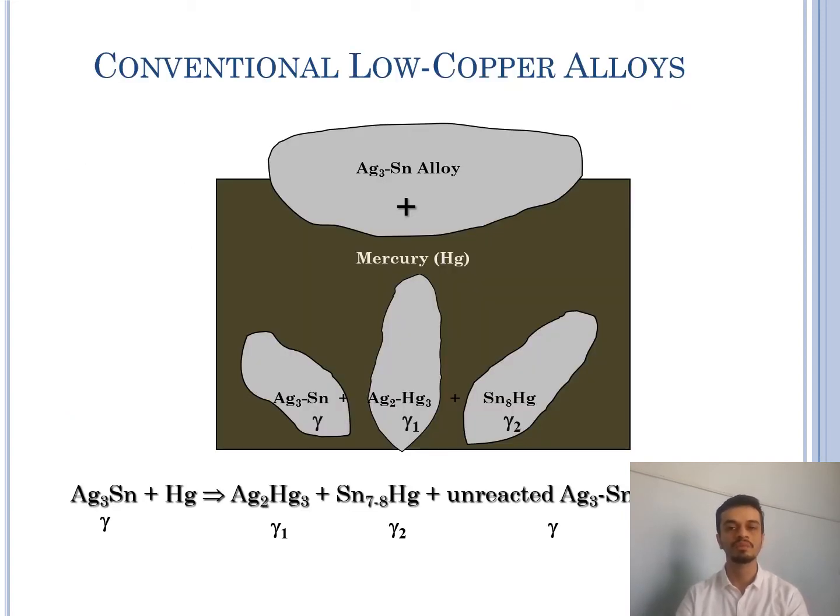As we know, dental amalgam restoration can be divided into low copper and high copper based on copper content. Here we are first seeing the reaction of conventional low copper alloys. When silver and tin alloy is mixed with mercury, there occurs dispersion of silver and tin particles into the mercury. At the same time, mercury will start to dissolve the silver and tin alloy. The reaction products are the gamma phase, that is the unreacted silver and tin alloy, gamma 1, that is silver mercury, and tin mercury, that is gamma 2. We can understand this in the next slide.